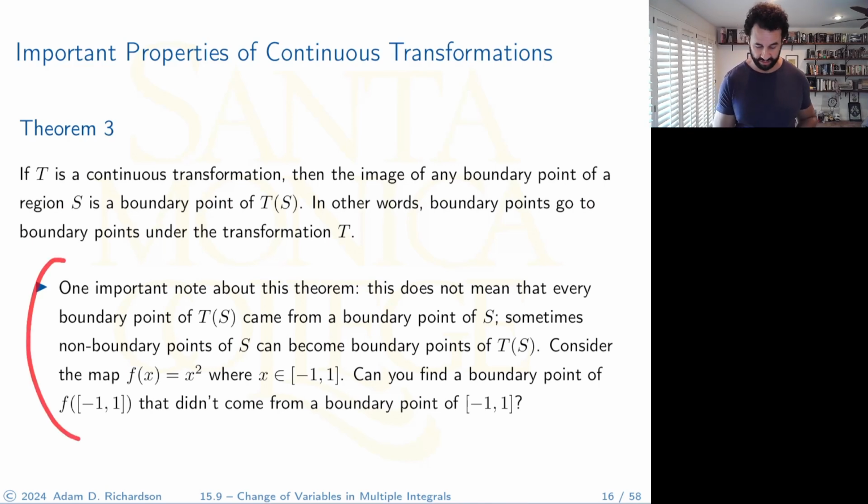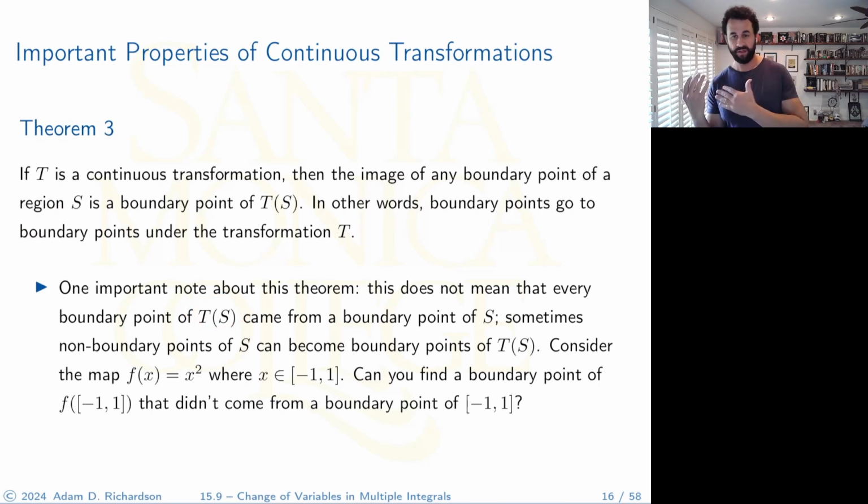Now, one important note is this bit right here. This does not say that every boundary point of the image region came from a boundary point of the original region, S. Okay, so sometimes non-boundary points over here can be mapped to boundary points over here. But if you've got a boundary point back over here and your function is continuous, it's going to go to a boundary point over here. That's what it's saying.